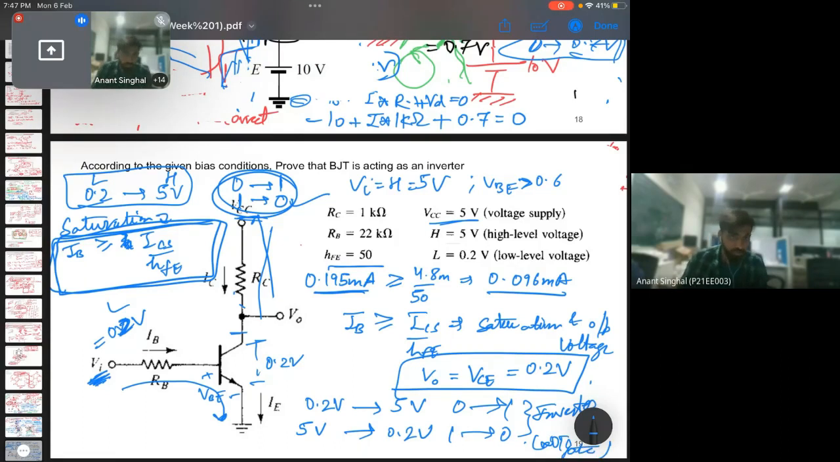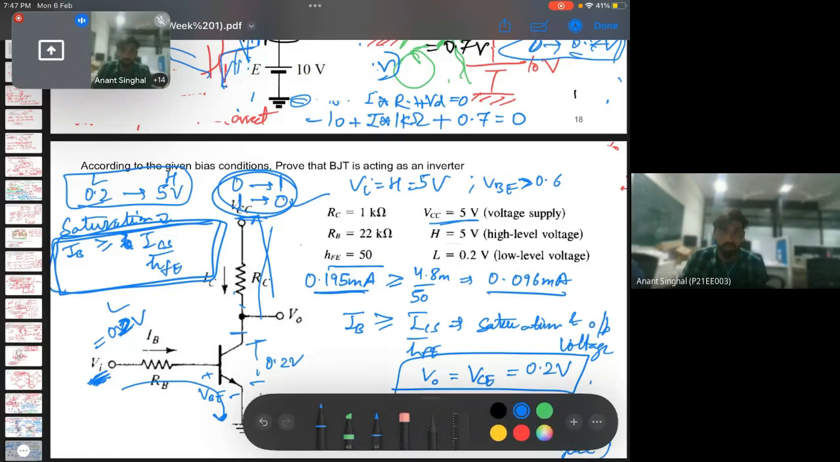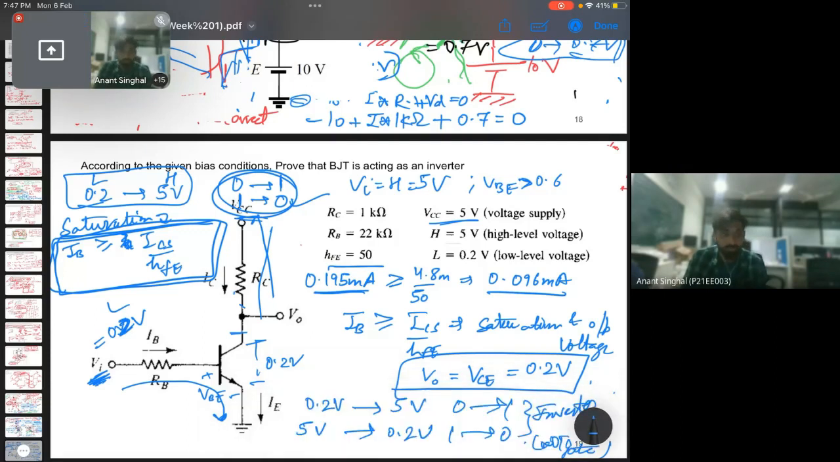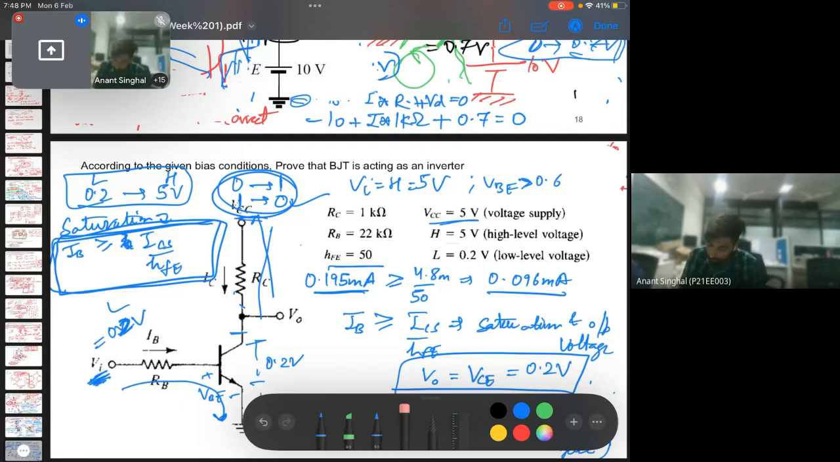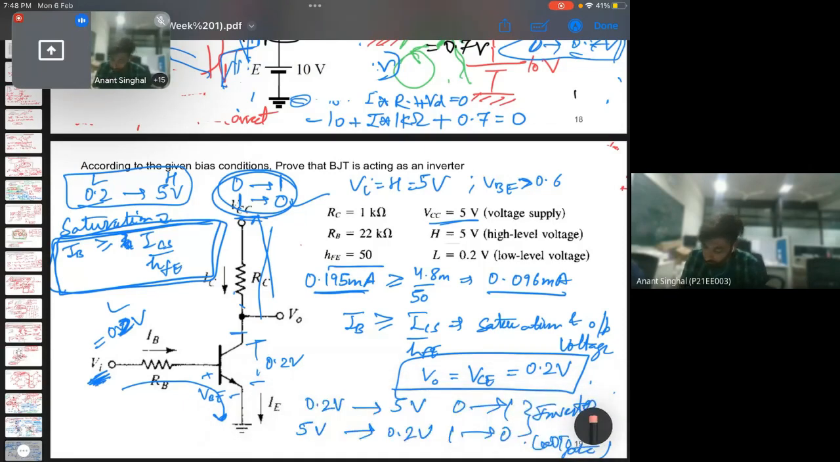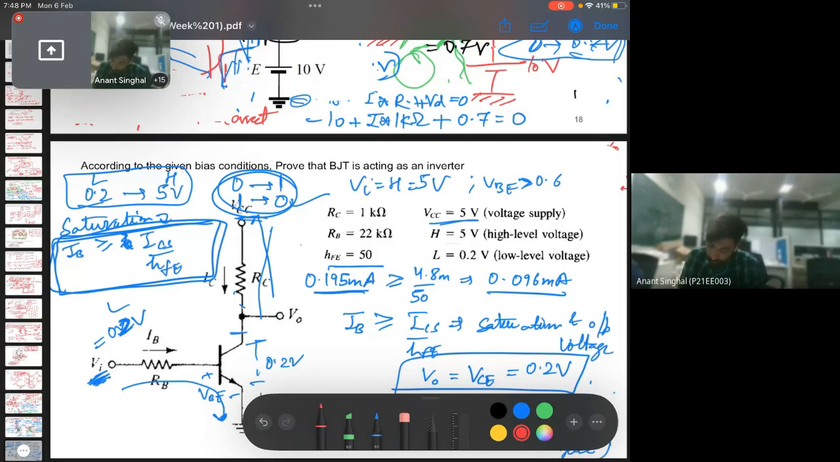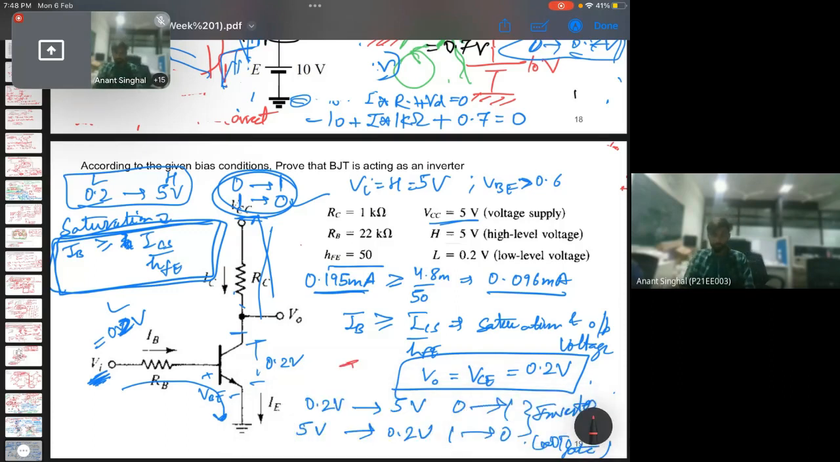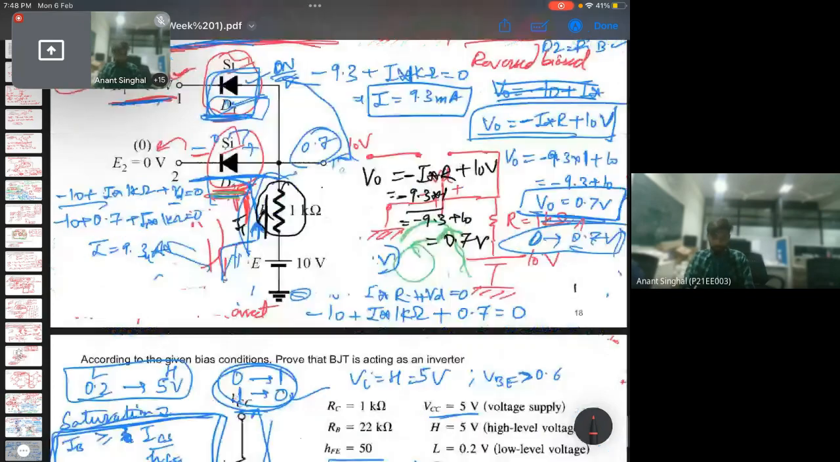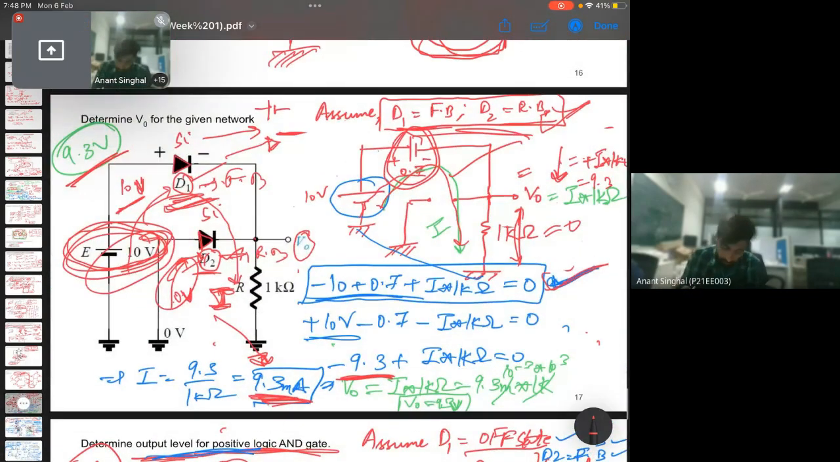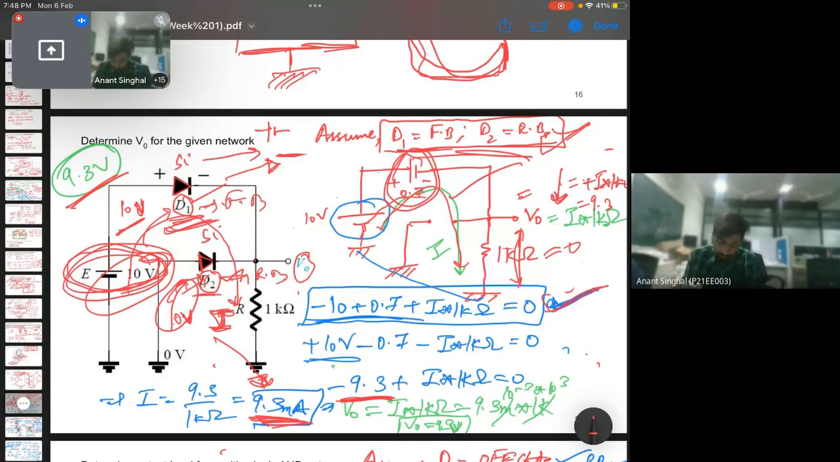Is there any doubt in this question? This is an important concept which I have tried to solve quantitatively, taking certain specific values. Is there any doubt? See, these last three questions are important from the perspective of assignments. I'll try to explain briefly these last three quantitative questions because they are purely mathematical.